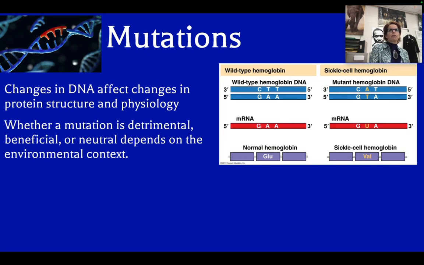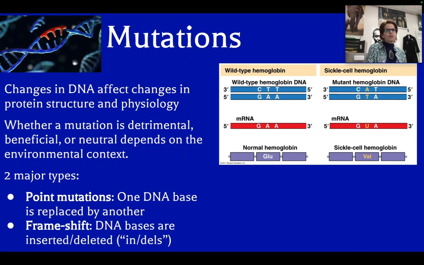Okay, and then just quick reminders about mutations. Changes in DNA affect changes in protein structure and physiology. Whether a mutation is detrimental, is that good or bad? Detrimental is bad. Beneficial or neutral depends on the environmental context. So is it good to be an albino squirrel? Well, maybe if you live at the North Pole, and maybe not if you live in the tropics. So it just depends on the circumstance.